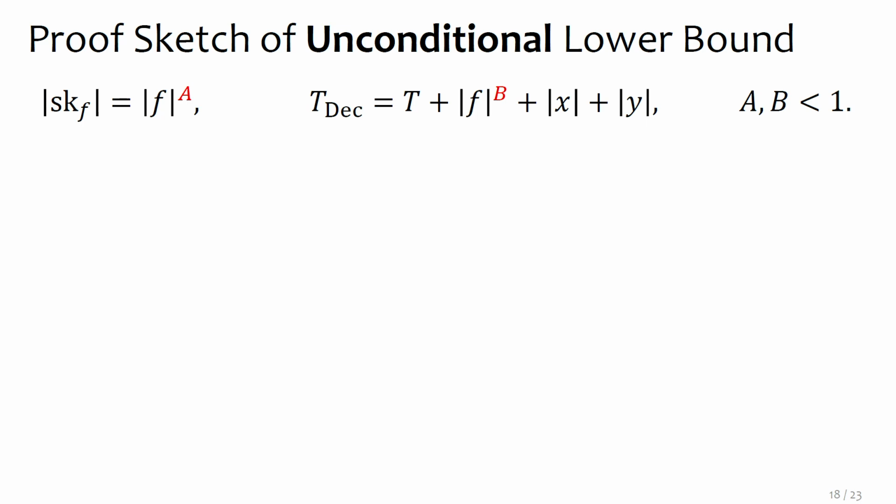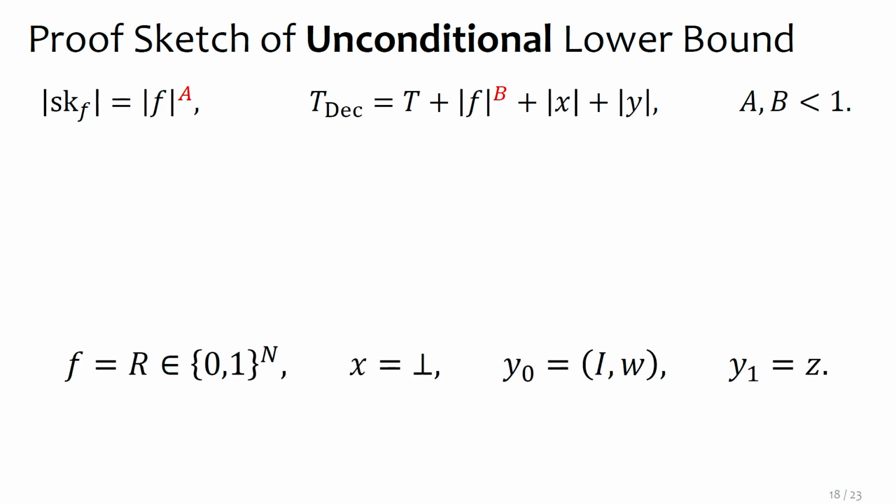Okay, so now we come to the technical part. Let me sketch the unconditional lower bound proof for you. So suppose now that the secret key size is F to the a, and the decryption time is F to the b, and a, b are smaller than 1. And I will choose such functions. So here the function is described by a very long random string R, and there's no public input.